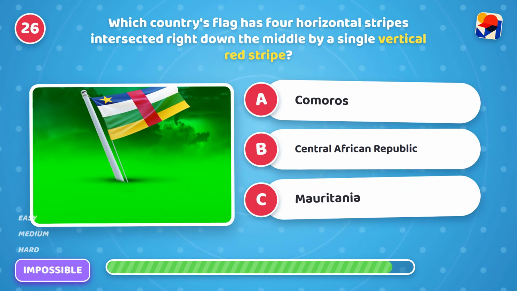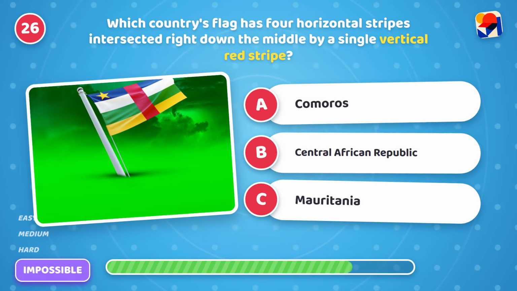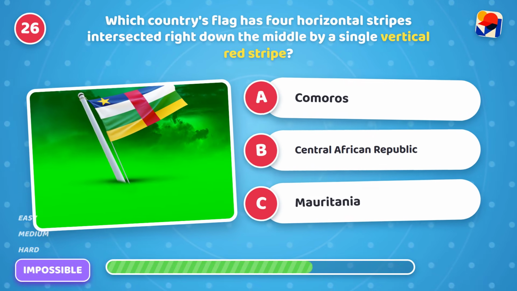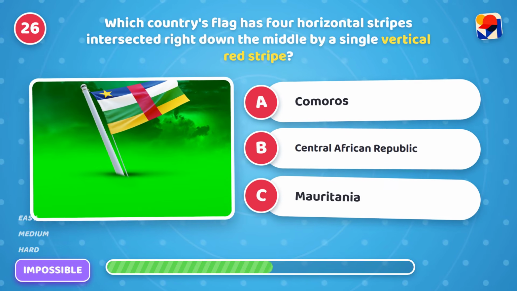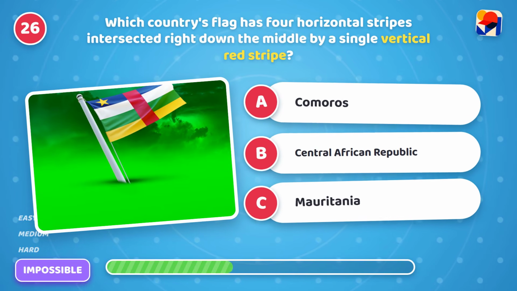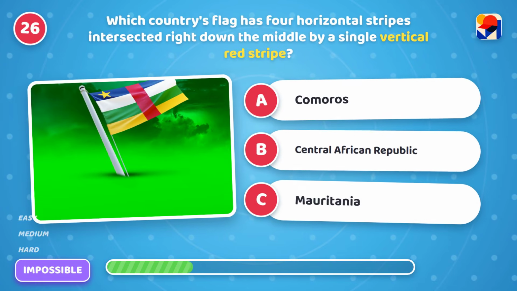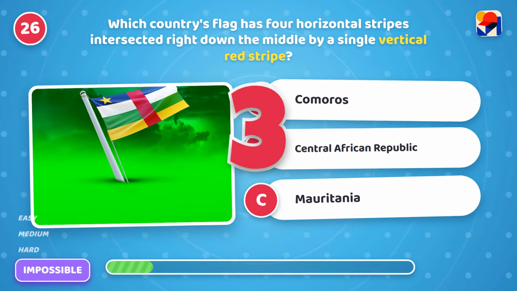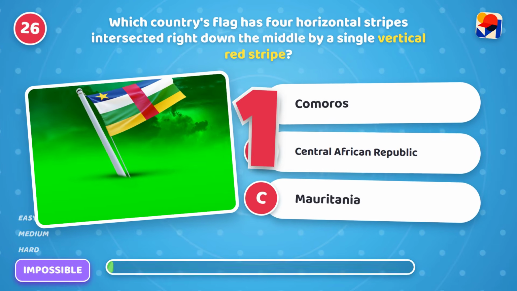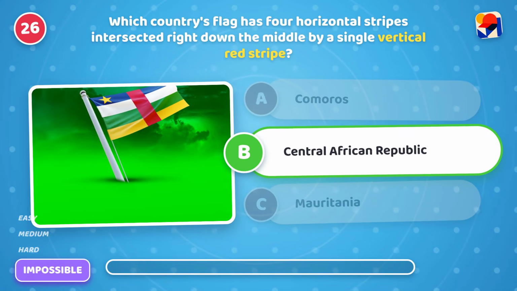Which country's flag has 4 horizontal stripes intersected right down the middle by a single vertical red stripe? Is it A, Comoros, B, Central African Republic, or C, Mauritania? It's B, Central African Republic.